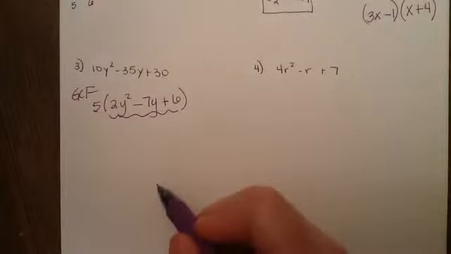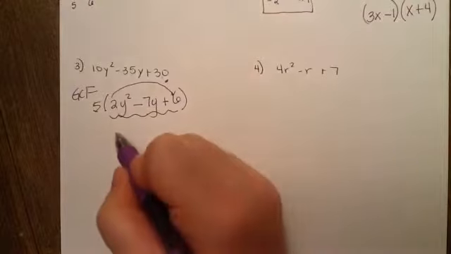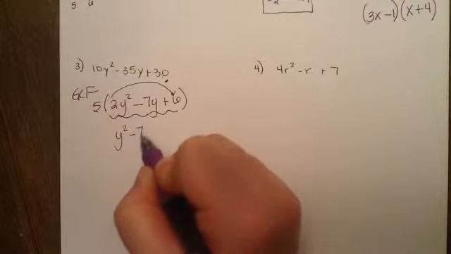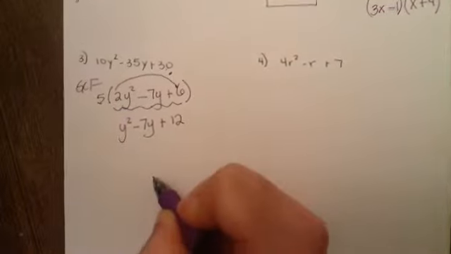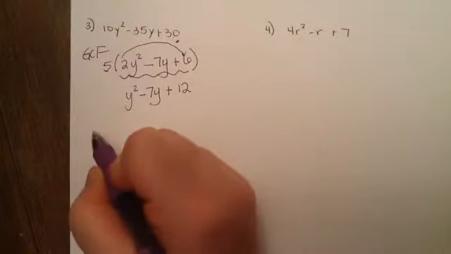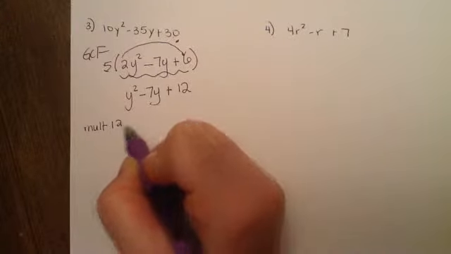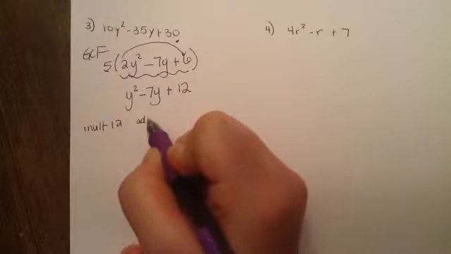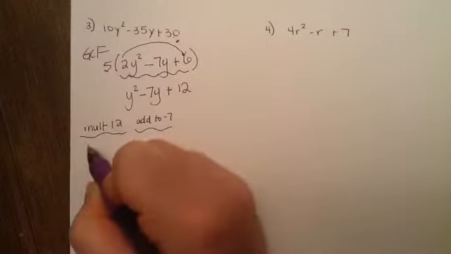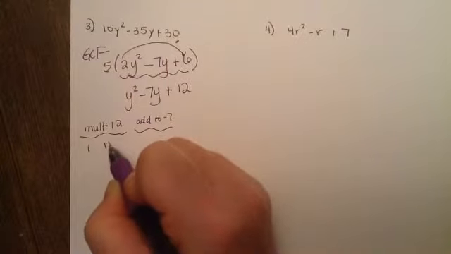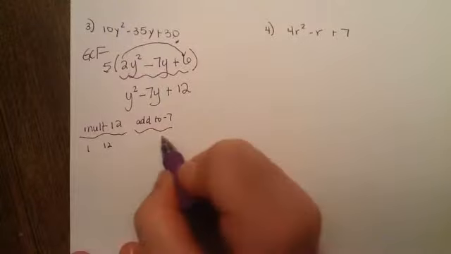Let's see how you did. First thing you should have done, bring that 2 back. Y squared minus 7y plus 12. When I make my list, I'm looking for things that multiply to 12 and add to negative 7. I have 1 and 12. Oh, that's not going to make negative. What else can I get to get negatives when they add?